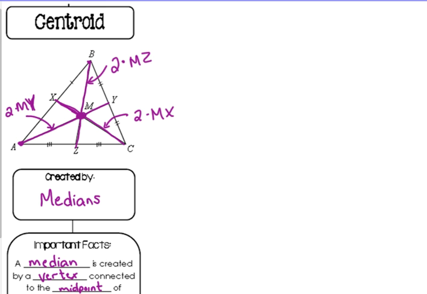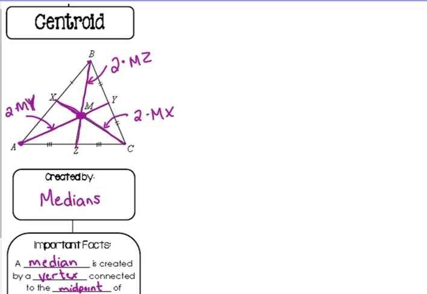So let me give you some tips on keeping these separate. Circumcenter is the longest name for the centers of triangles. And what it's created by, perpendicular bisectors, is also one of the longest names. In-center is the only one that starts with a vowel. It starts with an I. It's the only one created by angle bisectors. So in-center, angle bisector, the vowels go together.